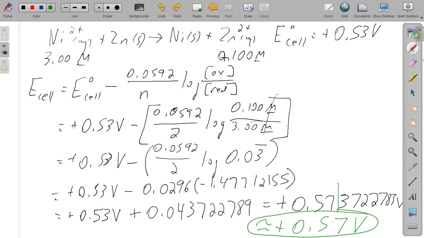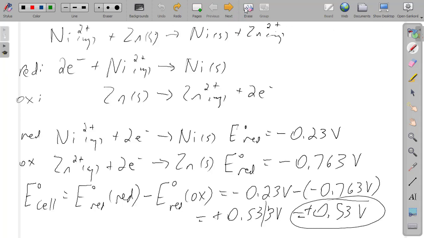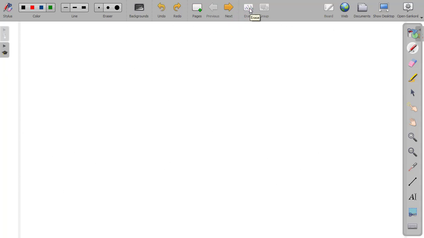Had I increased the oxidation concentration and lowered the reduction, then you would have reduced the voltage. This would have remained negative, and therefore the voltage would have gone down. So it's just something to analyze in terms of what's going on here. So you should be able to calculate these both under standard and non-standard conditions. All right, let's then cancel that out, and let's go back to the outline.